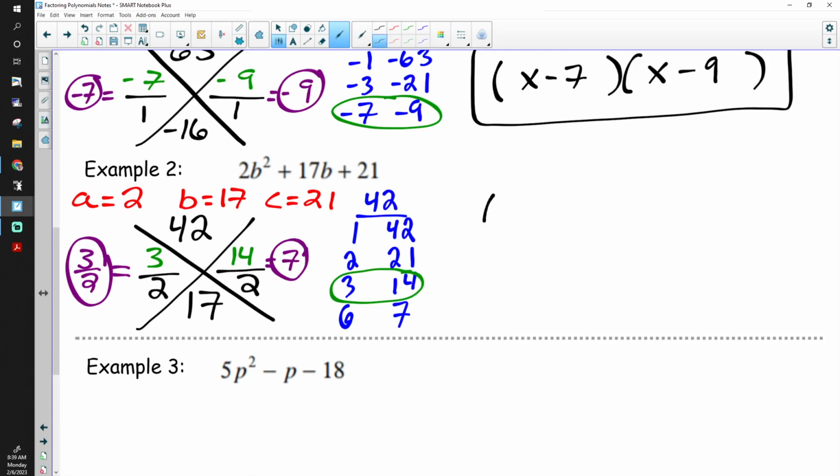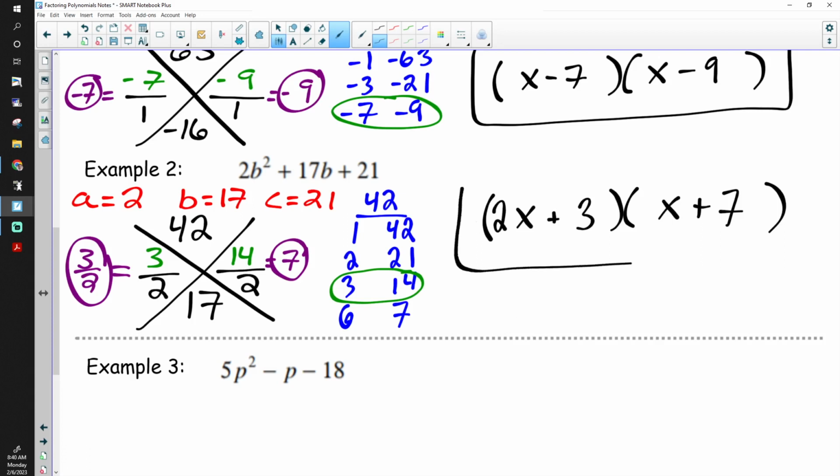Draw our 2 parentheses. Put your x's in front. The easy one is positive 7. We can just put a plus 7. 3 halves, again, is a little tricky because I don't want to write plus 3 halves. What number do I write in front of this x? The 2, the bottom number. 2 goes in front. A positive 3 goes at the end. And our polynomial, our quadratic, is factored.